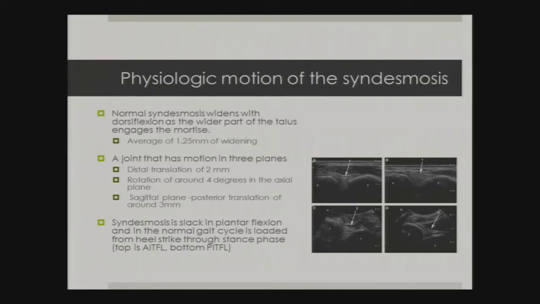In that same motion of dorsiflexion, as the larger part of the talus engages the mortise, it widens the syndesmosis and externally rotates the fibula. And then sagittal plane, there can be as much as 3 millimeters of posterior translation. These are ultrasound images demonstrating the top, A and B, are the AITFL. A is in plantar flexion, showing that it's loose in plantar flexion, and B is showing it's tightened, more echogenic in dorsiflexion. And then C and D are the similar results in the PITFL as well.